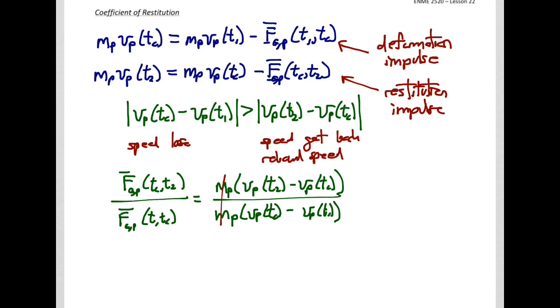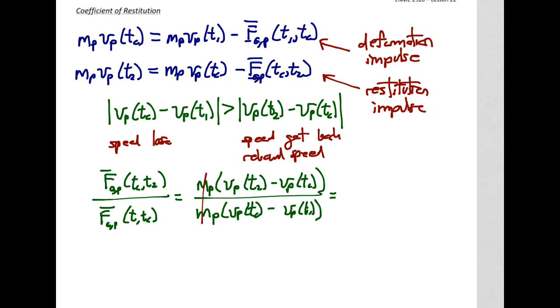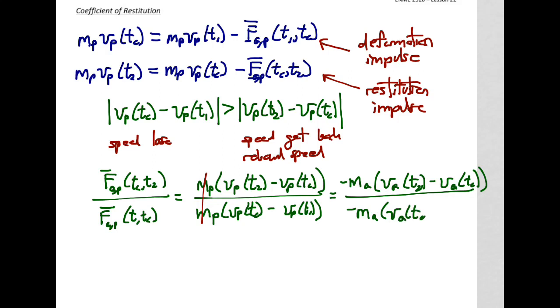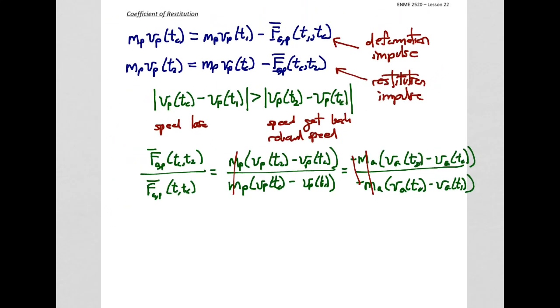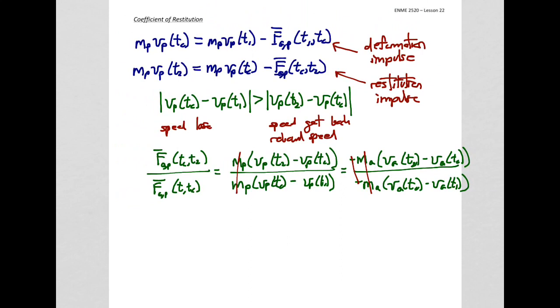And so because our impulses are equal and opposite, we can also write this out for the change in momentum of M_Q. And so this would be negative M_Q multiplied times V_Q at T2 minus V_Q at TC. Then divide this by negative M_Q times V_Q at TC minus V_Q at T1, and we get to cancel out our negative signs as well as our masses here. And it's this expression, this ratio of what ends up being just changes in speed from TC to T2, and then TC to T1 for each particle. This is our coefficient of restitution.